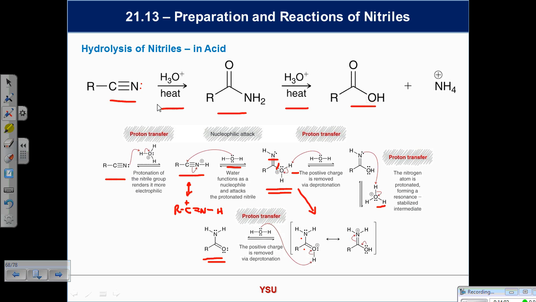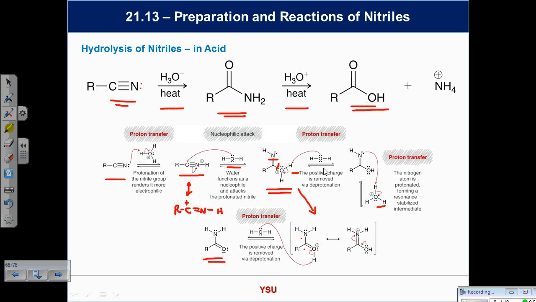So we can take nitriles, and we can turn them into amides, and we can also turn amides into carboxylic acids. This needs to be heated. Any ideas why we need to heat this? Think about stability. Think about the relative stabilities of these things. Amides are quite stable. So you have to push this. You have to force it.